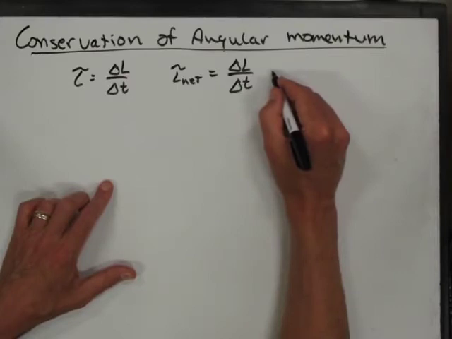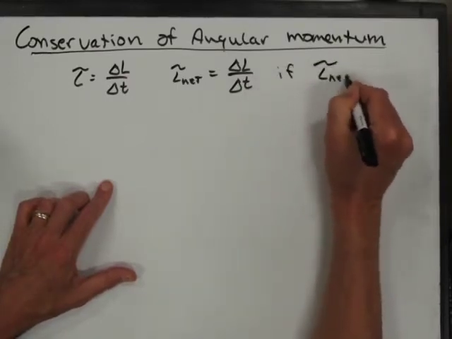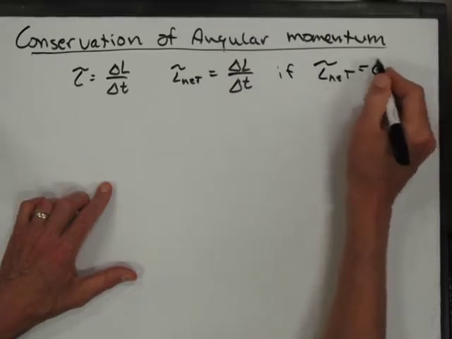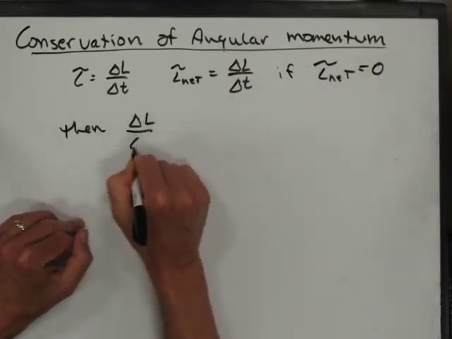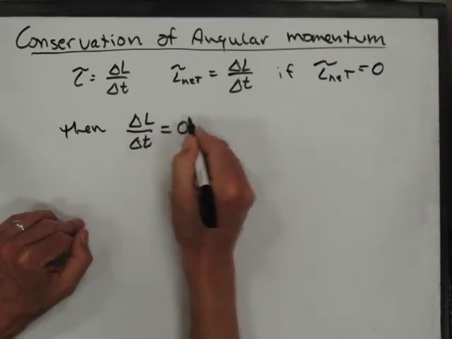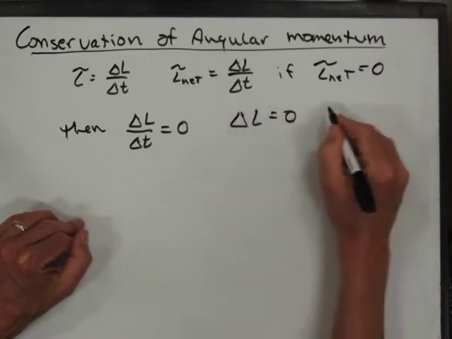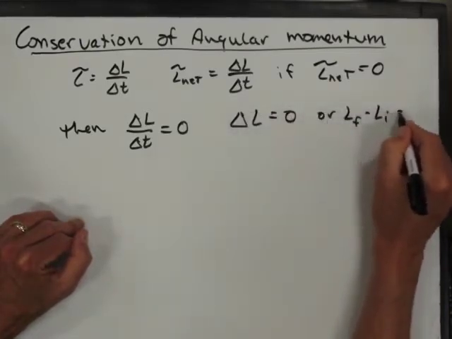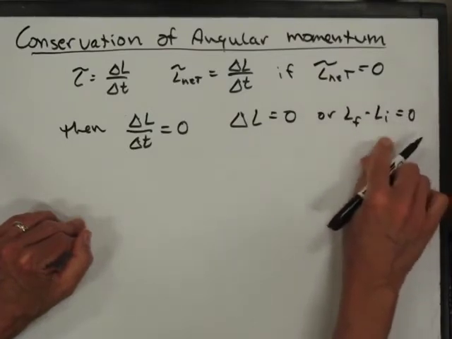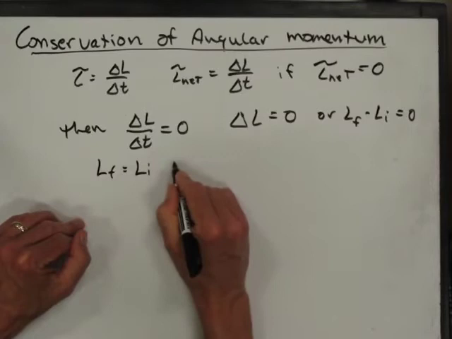And so we can say that if the net torque is 0, then the change in angular momentum over the change in time is just 0. And that means the change in angular momentum is just 0, or angular momentum final minus angular momentum initial is equal to 0, because that's what the change in angular momentum is, or L final is equal to L initial.